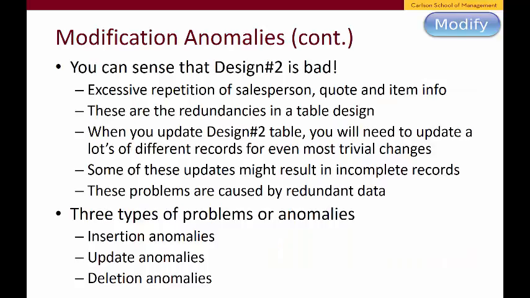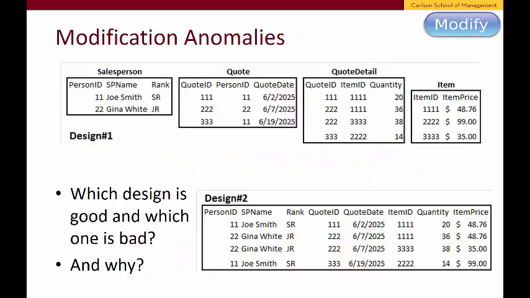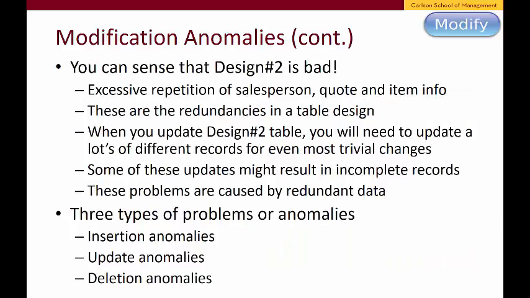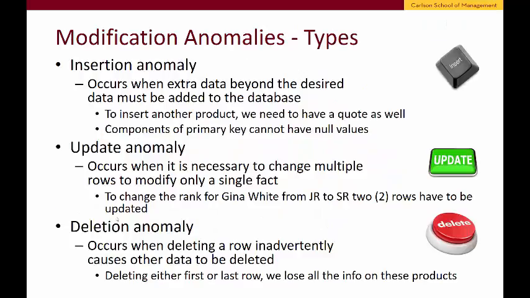You can kind of sense that design number 2 is bad, or certainly not good. Redundant data on salespeople, quotes, and items are everywhere, even for such a small example. You can only imagine the redundancies with a more realistic scenario. When you modify the design number 2 sales table, the one from the bottom of the previous slide, you will run into all sorts of problems caused by the redundant data. These problems, called modification anomalies, generally fall into these three categories at the bottom of the current slide. Number 1, insertion anomalies. Number 2, update anomalies, and number 3, deletion anomalies, described on the following slide.